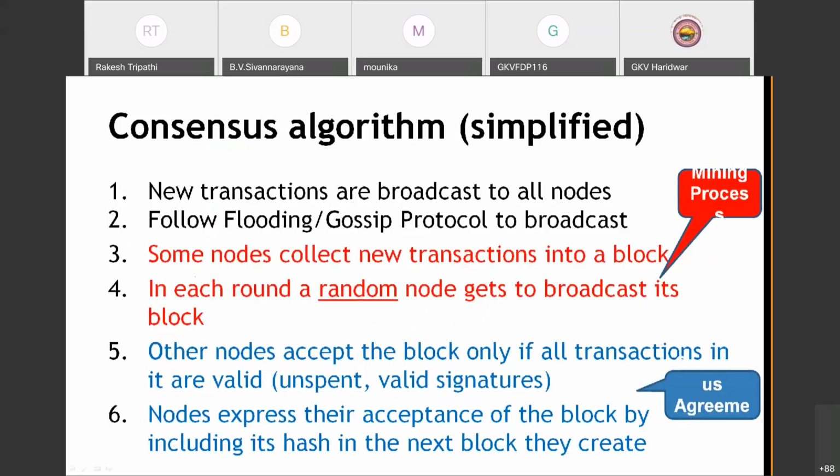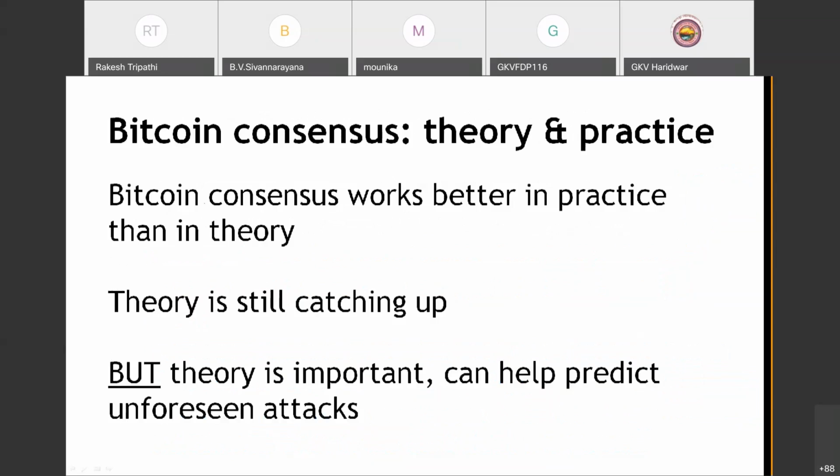And how does the consensus algorithm work? New transactions are broadcast to all nodes, and you follow a flooding protocol. We have seen that flooding. There are some nodes called miners. They collect all these transactions and make a block out of them. And these miners are chosen randomly, and then they add the block to the blockchain. And what is that randomness? We'll see that. So, Bitcoin consensus.